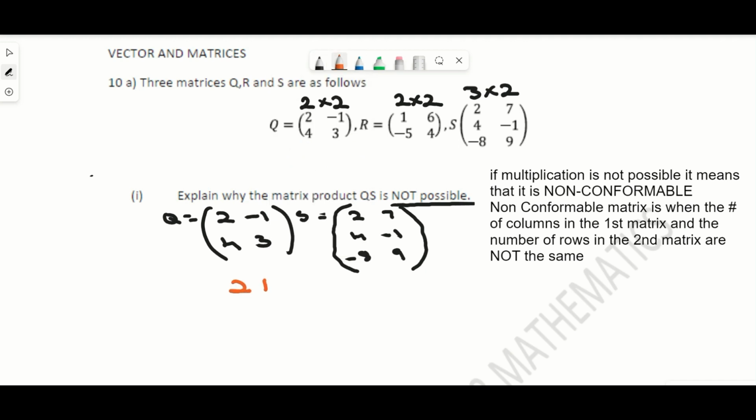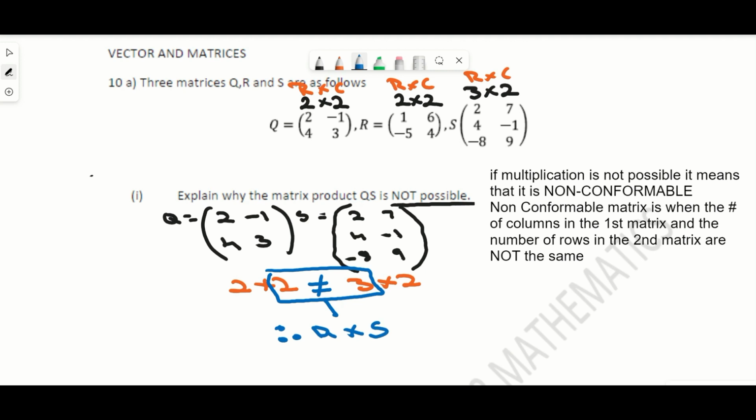We have a 2 multiplied by 2, and it's always row by column, guys. Row multiplied by column. So this is a 2 by 2, and this is a 3 by 2. So what you're going to do is look at these matrix orders in this block here, and we can see that they are not the same, so they are not equal to each other. So therefore Q cannot multiply S. Q multiply S is not possible.